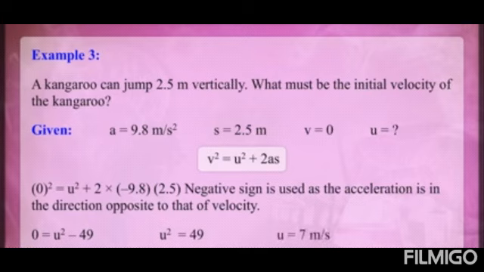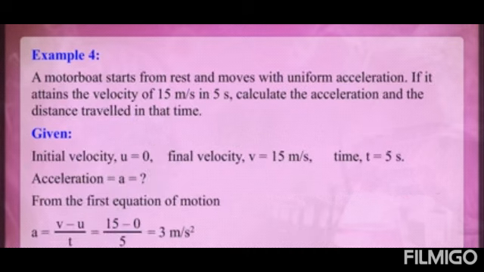So I hope this example is also clear. Which is the formula we are using? We are using v square is equal to u square plus 2as, depending upon what values are given and what we are going to find.